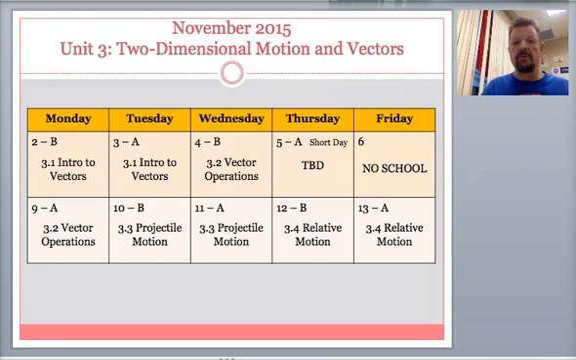The unit that we're going to be looking at is two-dimensional motion and vectors. Today and tomorrow we'll be looking at the intro to vectors. Wednesday and the following Monday we'll be looking at vector operations. The 10th and 11th will be projectile motion, and the 12th and 13th will be relative motion.